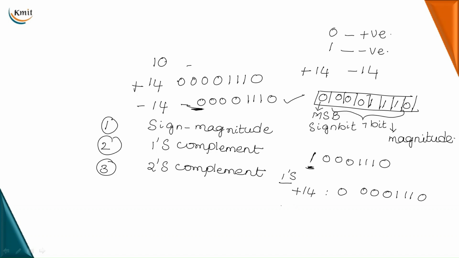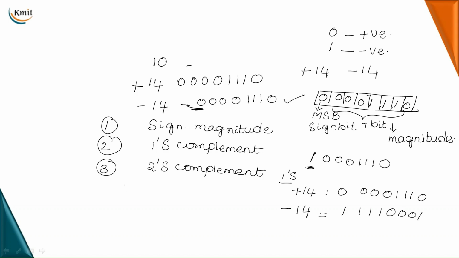But when it comes to ones complement representation of a negative number, minus 14, what you have to do is perform a ones complement of the entire positive number including its sign bit. So you need to toggle all the bits of the binary equivalent of plus 14. So it becomes 1, 1, 1, 1, 0, 0, 0, 1. So this is the ones complement representation of minus 14.